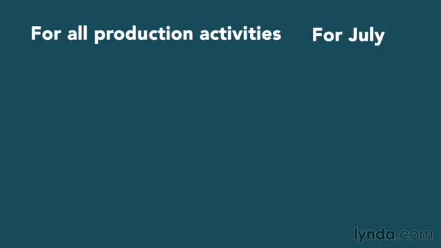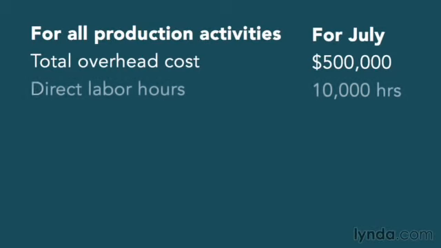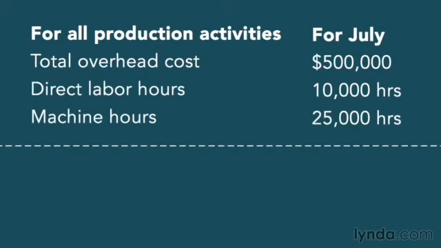Let's go to the month before, in July. Here's what I do know. Last month in July, I had total overhead costs for the whole factory of $500,000. In addition, my skilled craftspeople worked 10,000 hours. And I used my machines a total of 25,000 hours.